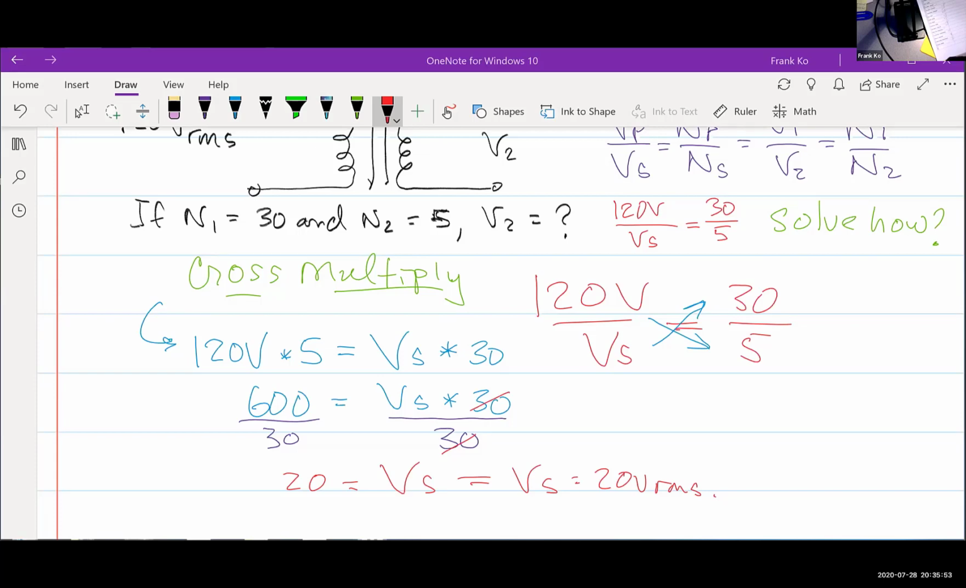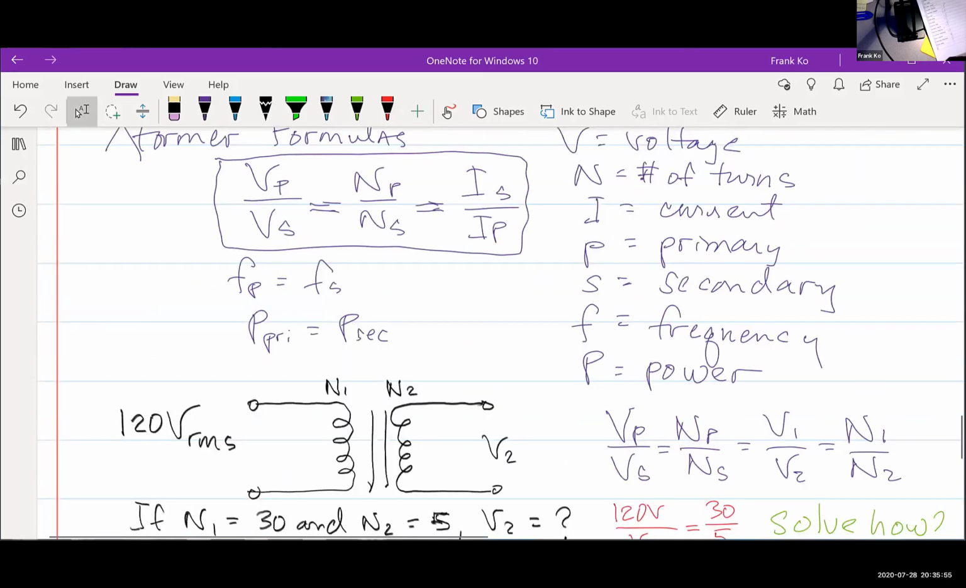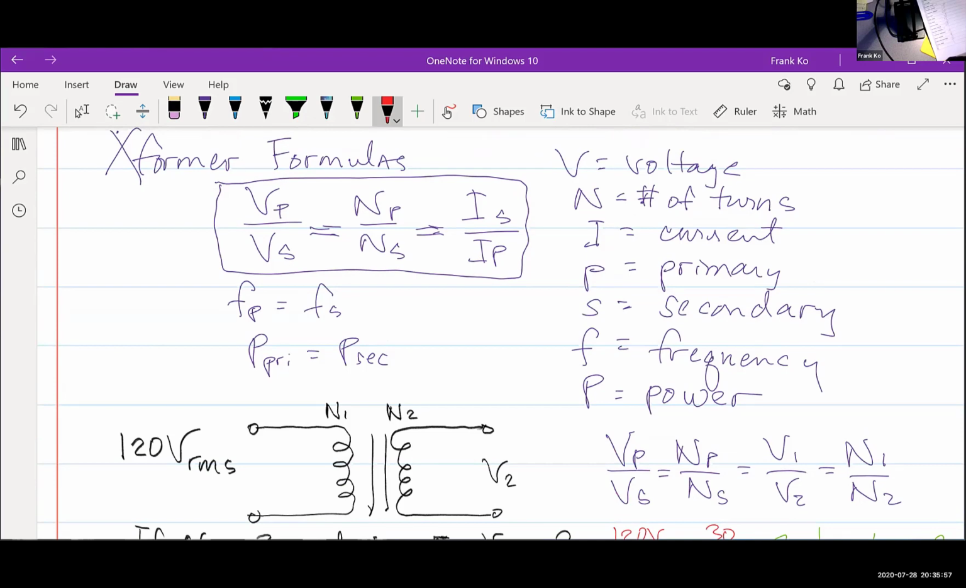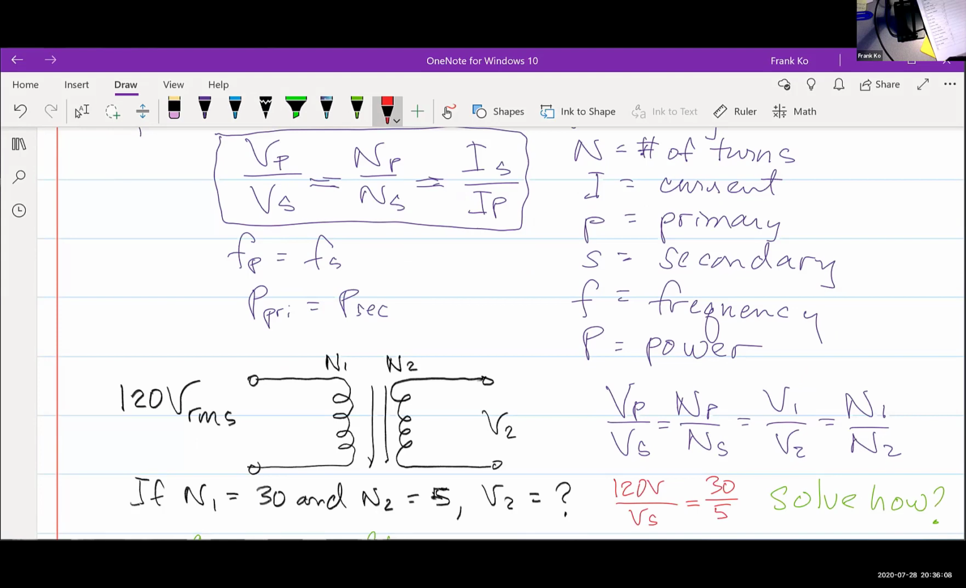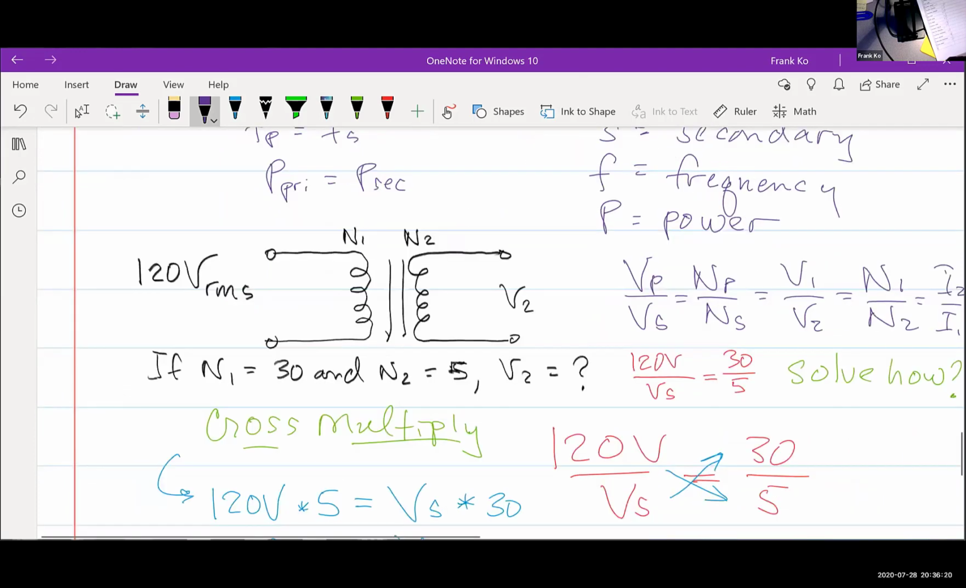We look back at the original transformer formulas. And again, you should have this in your notes. Vp over Vs equals Np over Ns equals Is over I primary. And that would be the same as V1 over V2 equals N1 over N2. And this is, in fact, equal to I2 over I1. All right, let's give you another one to play with.